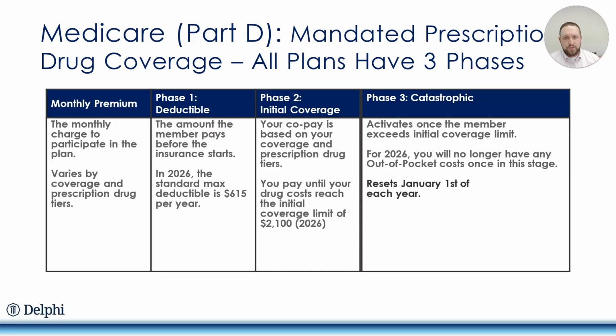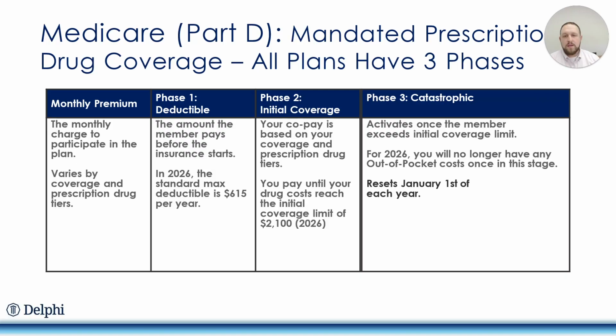Overall, once your total out of pocket, or true out of pocket as it's called, reaches $2,100, then you reach the catastrophic limit. So just to give you some context on that, that $2,100 catastrophic limit includes the deductible that you've paid plus those co-pays in that initial coverage phase.